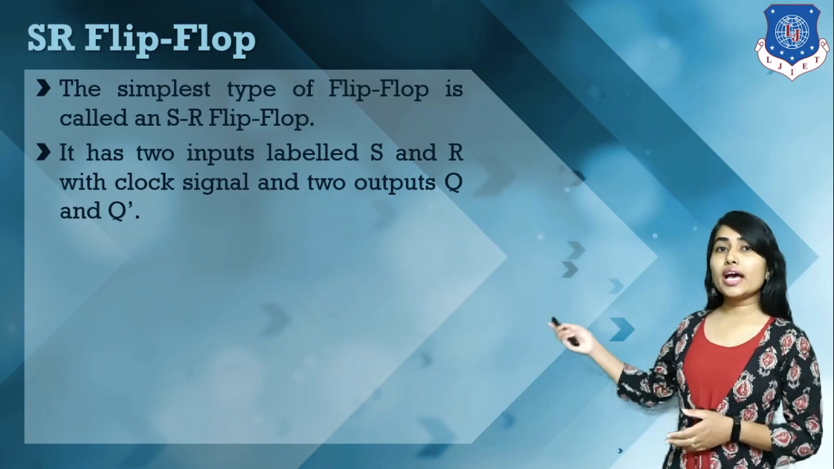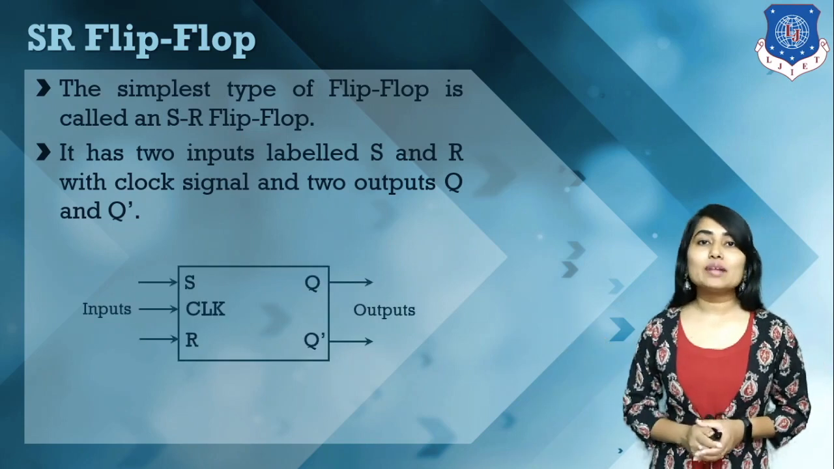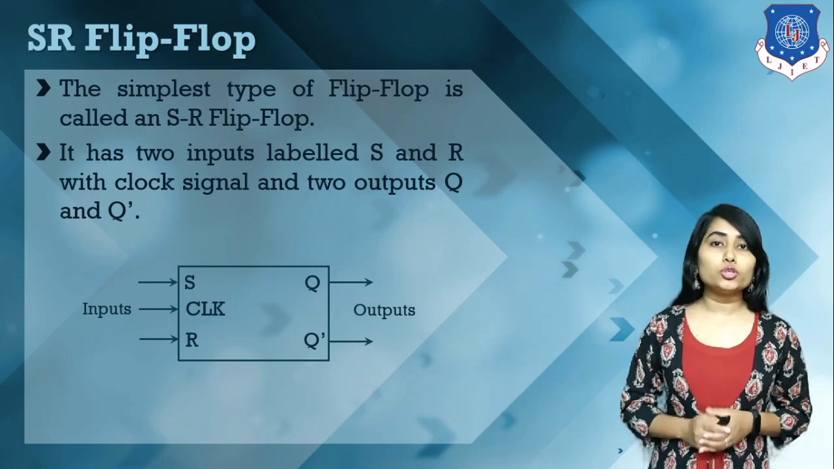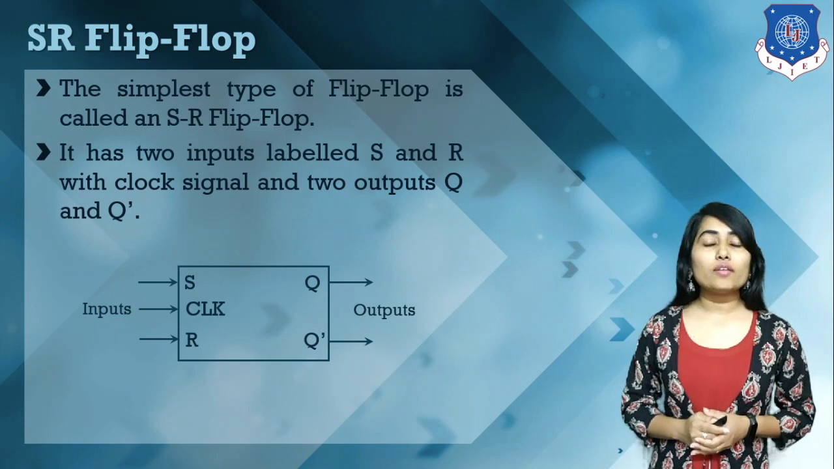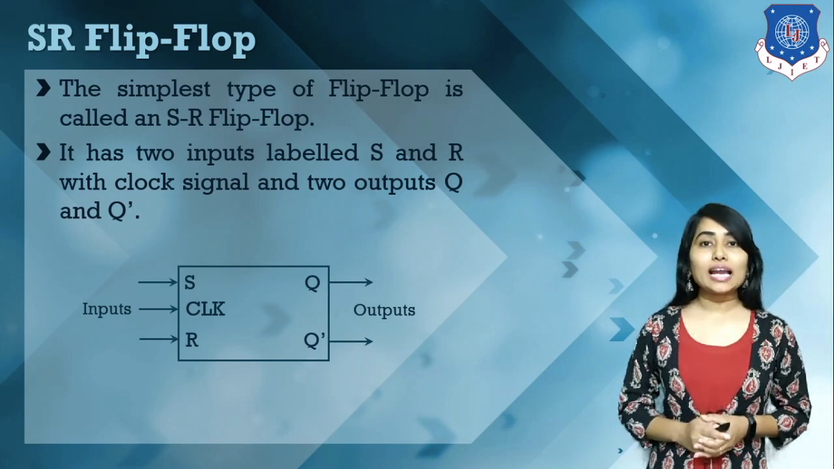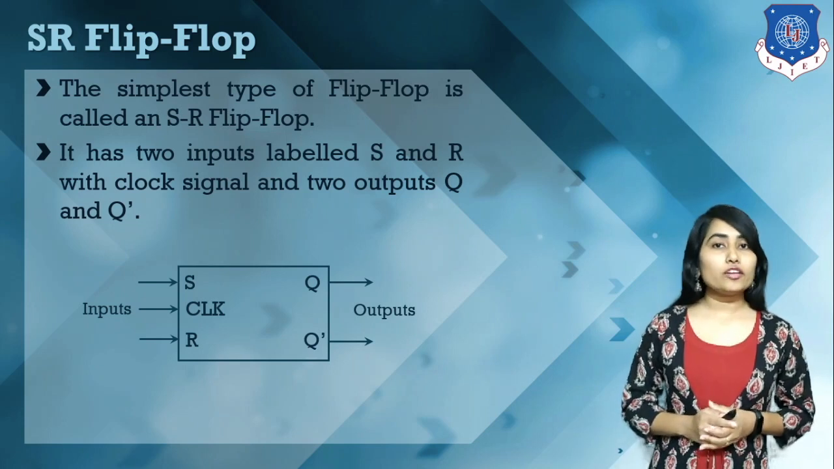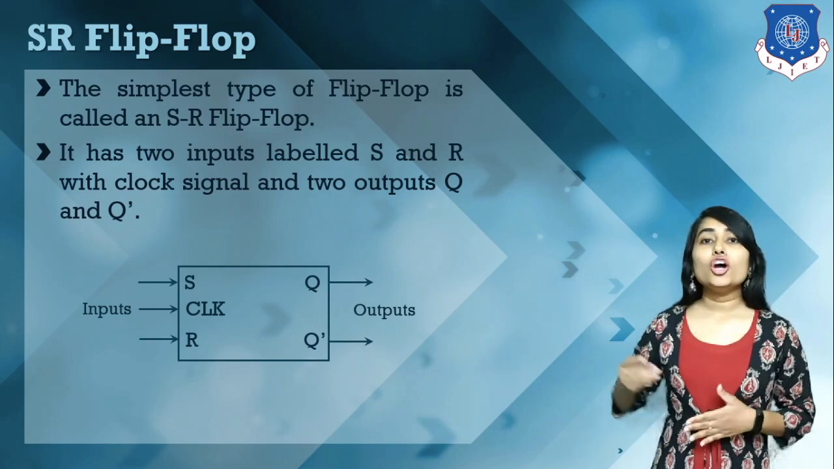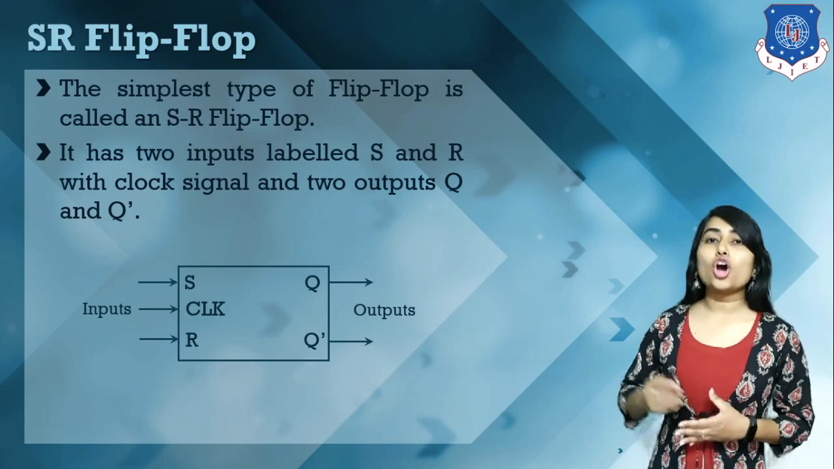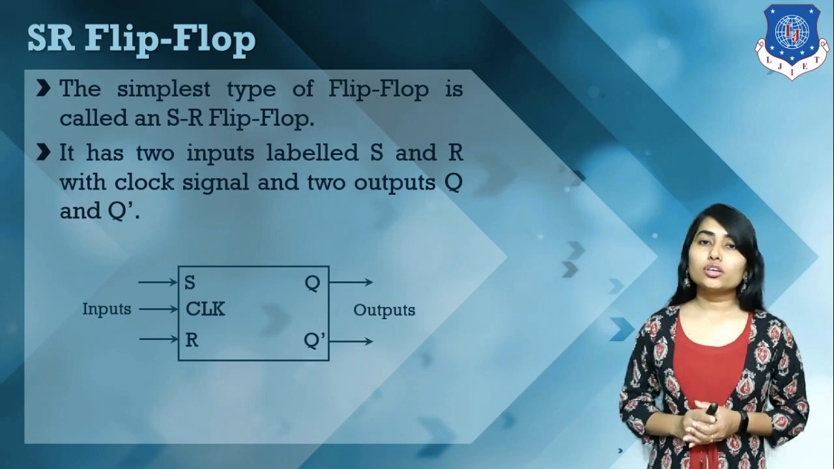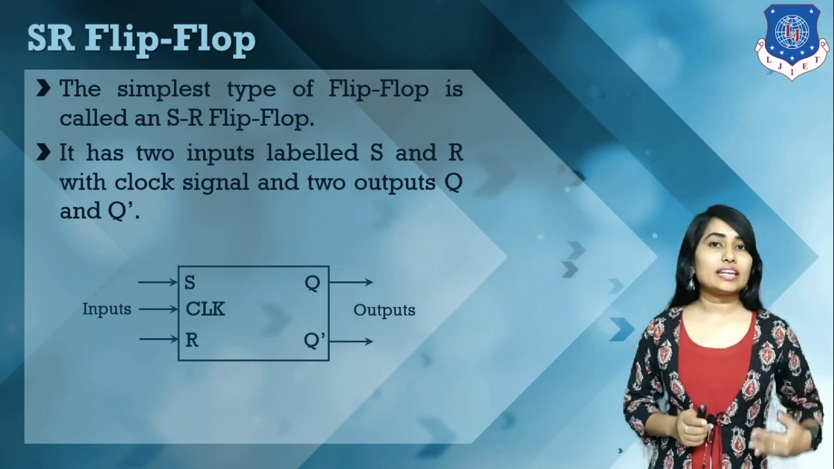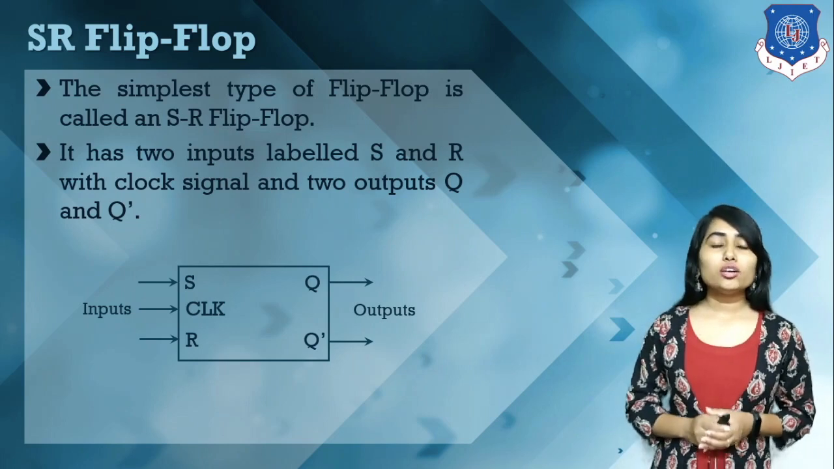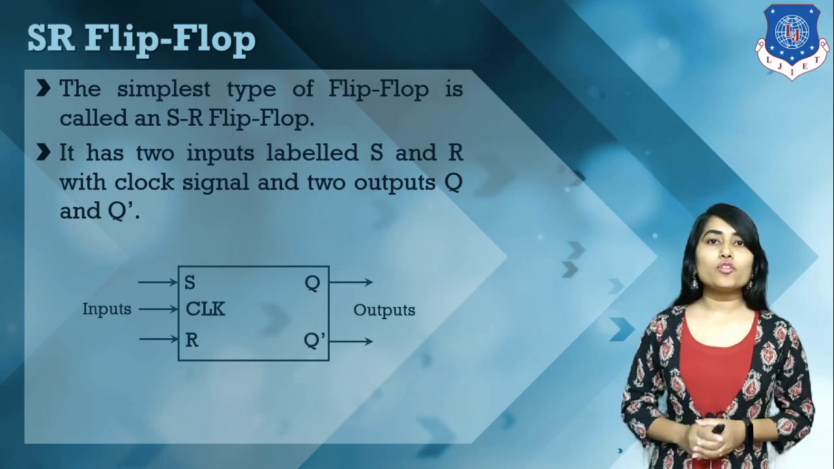So here we have a basic block diagram of this SR flip-flop. In SR flip-flop we have two inputs S and R, and another additional input that is a clock signal, and we have two outputs Q and Q dash. Here we have a normal output and its complemented output. Now this is a basic block diagram of SR flip-flop.